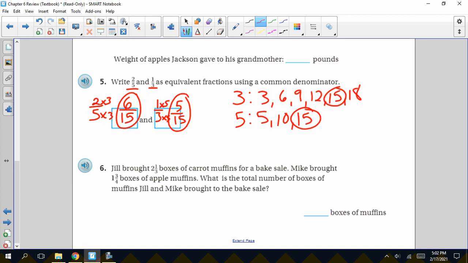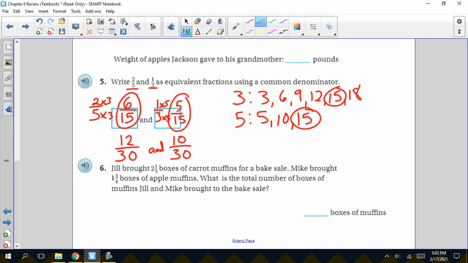You could have also used 30, since it doesn't say use the least common denominator. They would have given you 12 over 30, as well as 10 over 30, and those would have also been equivalent to 2/5 and 1/3. So when they want you to find common denominators, just use multiples, count by those numbers until you find a number that they have in common.